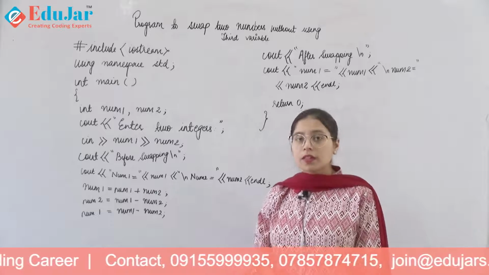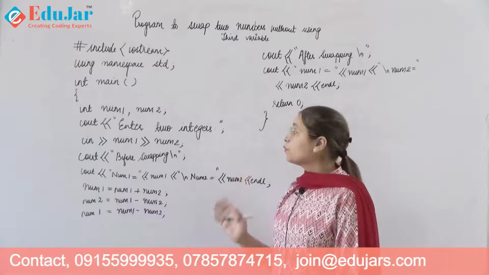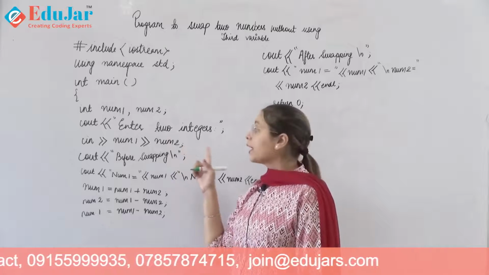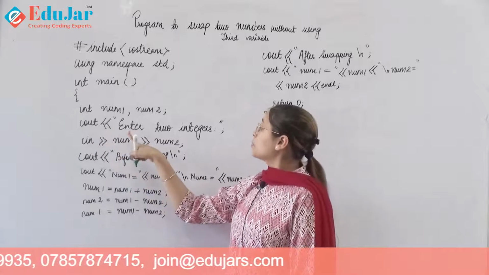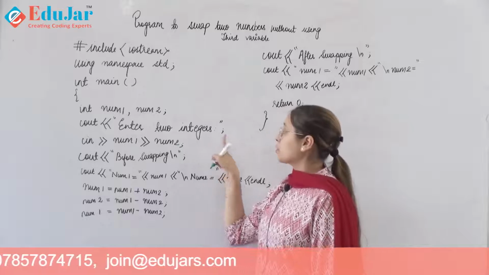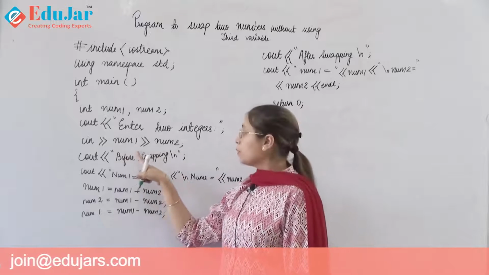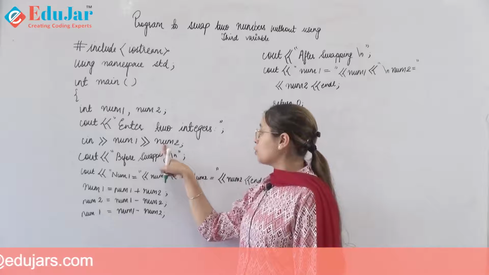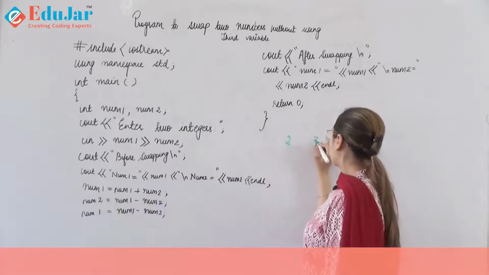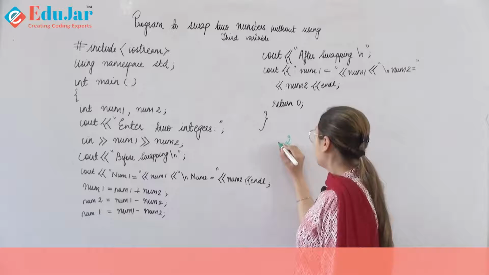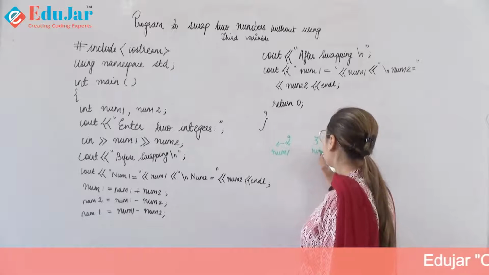So we will ask the user for input, that they should enter two numbers. For that we'll write a statement that will get printed on the screen using cout. It will print "enter two integers". The message appears on the screen. After that the user will enter the values, that is num1 and num2. Suppose the user has entered 2 and 3. So 2 will be stored in num1 and 3 will be stored in num2.